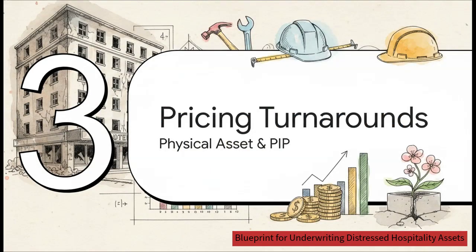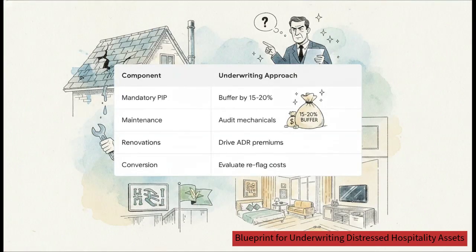Section 3, pricing the physical turnaround. Okay, so underperforming assets almost always carry massive CapEx liabilities across 4 main buckets. You've got deferred maintenance for the big stuff like roofs and mechanicals, value-add cosmetic renovations to drive up your daily rates, and potential conversion or rebranding costs.